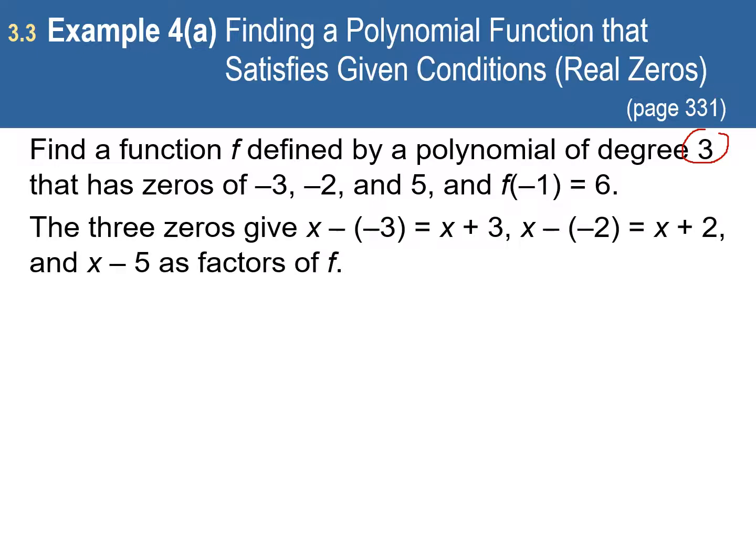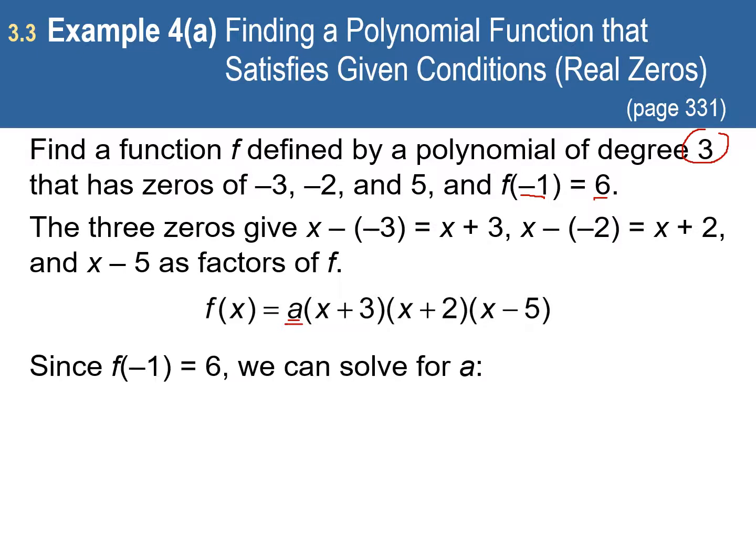All right. So given you have 3 zeros, then you know these are factors of f. So I know that f of x has to equal some constant a times x plus 3, x plus 2, and x minus 5. Now, I want f of negative 1 to equal 6. So we can solve this for a.